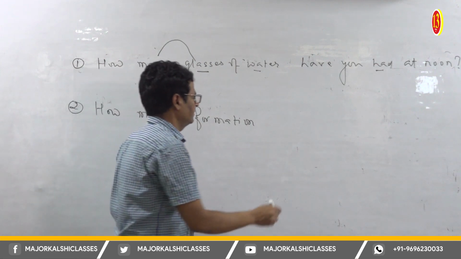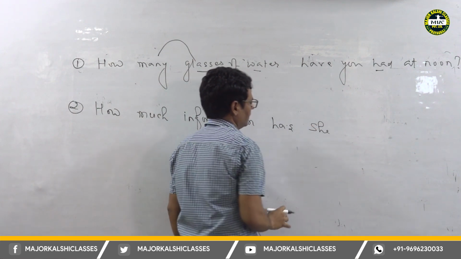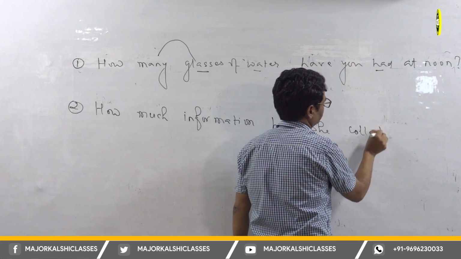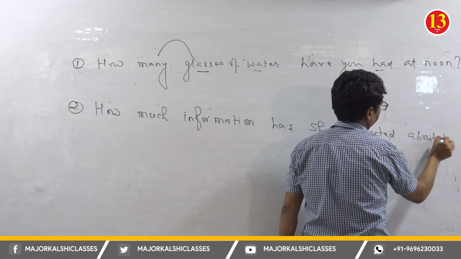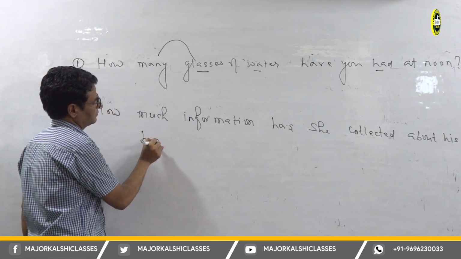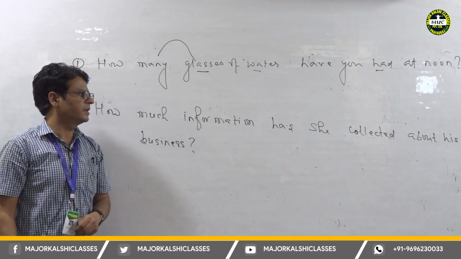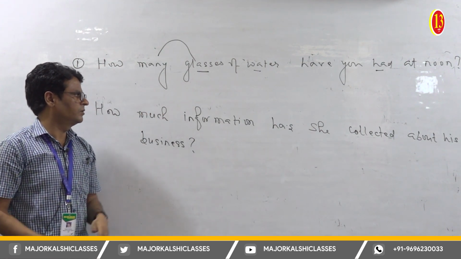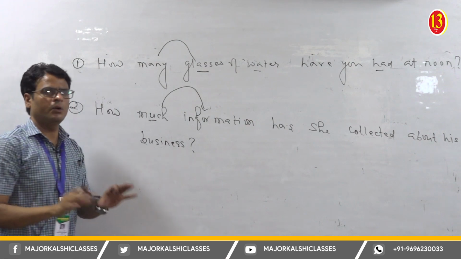How much information has she collected about his business? This is your example. How much information has he collected about his business? Information, once again, information is an uncountable noun. That's why it is used with much, not many.